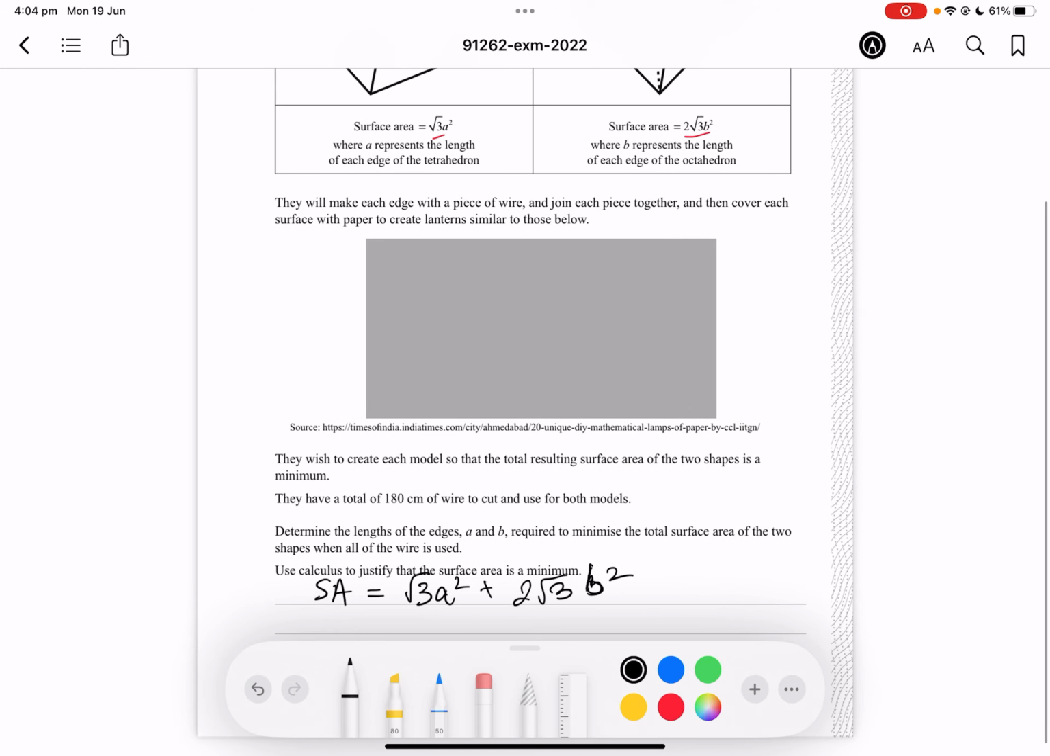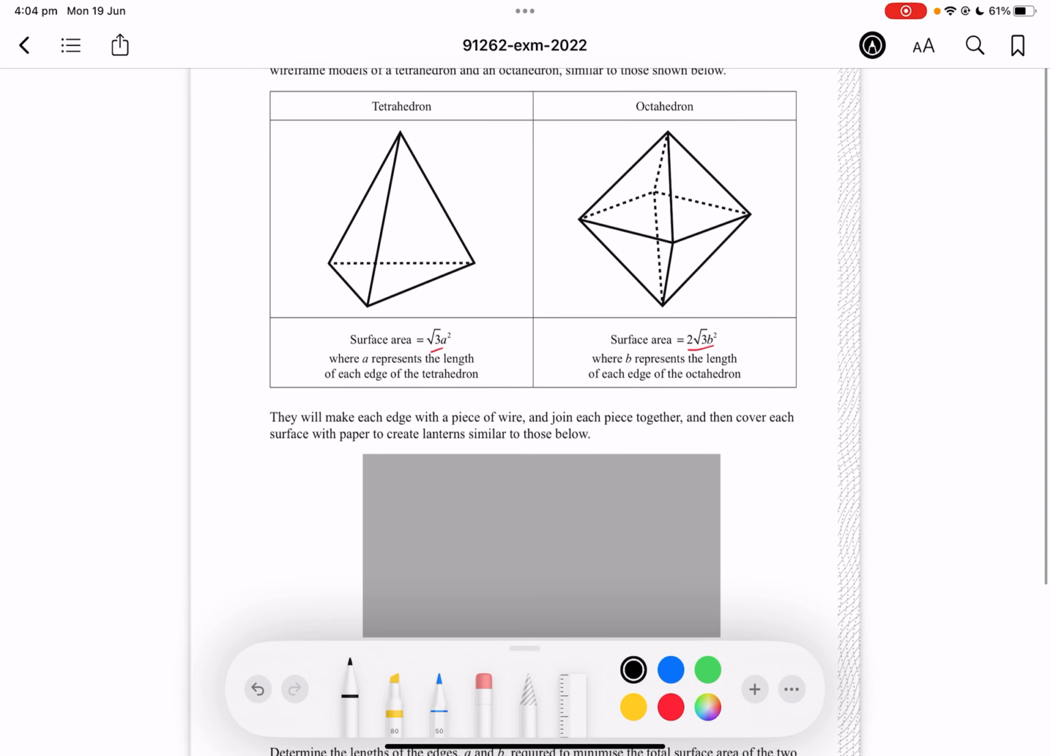Okay. They have a total of, so the restriction is 180 centimeters of wire. So we need to look at the length of these edges. So if we have 1, 2, 3, 4, 5, 6. Okay, so in this case, it says A represents the length of each edge of the tetrahedron, and B represents the length of each edge of the octahedron.